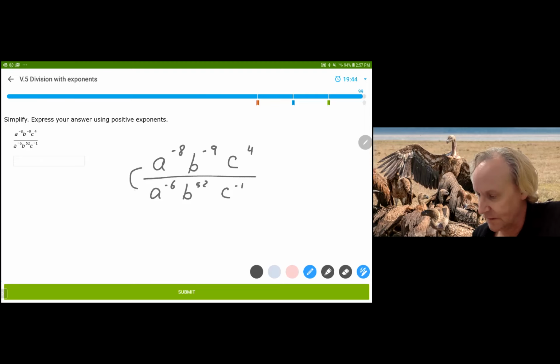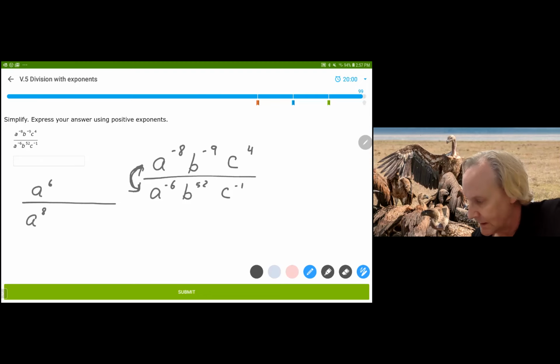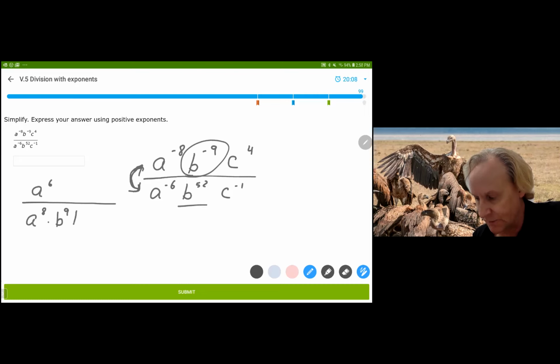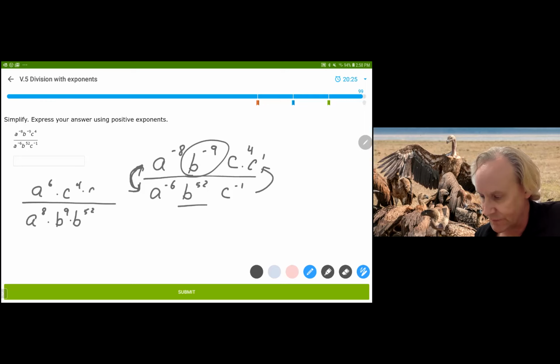So these a's are going to switch positions. I'm going to have an a to the 6th in the numerator because it's going to get moved. There it is. And I'm going to have an a to the 8th in the denominator. Now I could cancel those in my head, but I'm just going to do that. Now I have a b to the -9, and that's going to go in the denominator. It needs to get moved, but the b to the 52nd stays where it is. So when those multiply together, we add the exponents and get b to the 61st. Now this c to the -1 gets moved because it has a negative exponent, and we end up with a c to the 4th times a c to the 1st in the numerator.